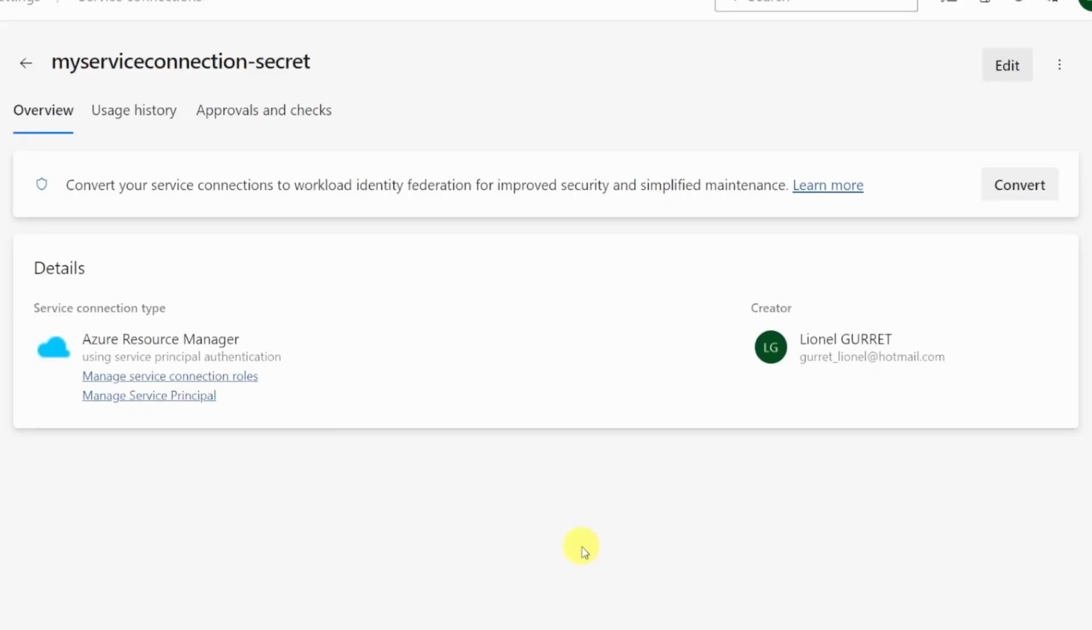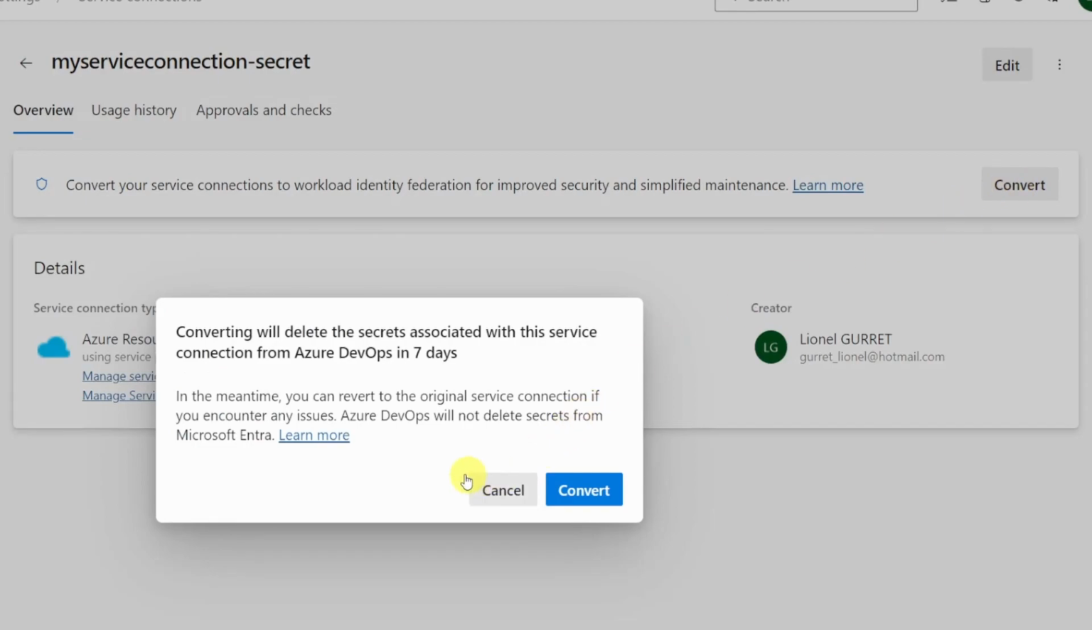One last thing before talking about it, if we go back to our service connection, we can see that there is a button to convert directly to Workload Identity Federation, which shows that Azure encourages people to migrate quickly. Okay, so now let's talk about Workload Identity Federation.